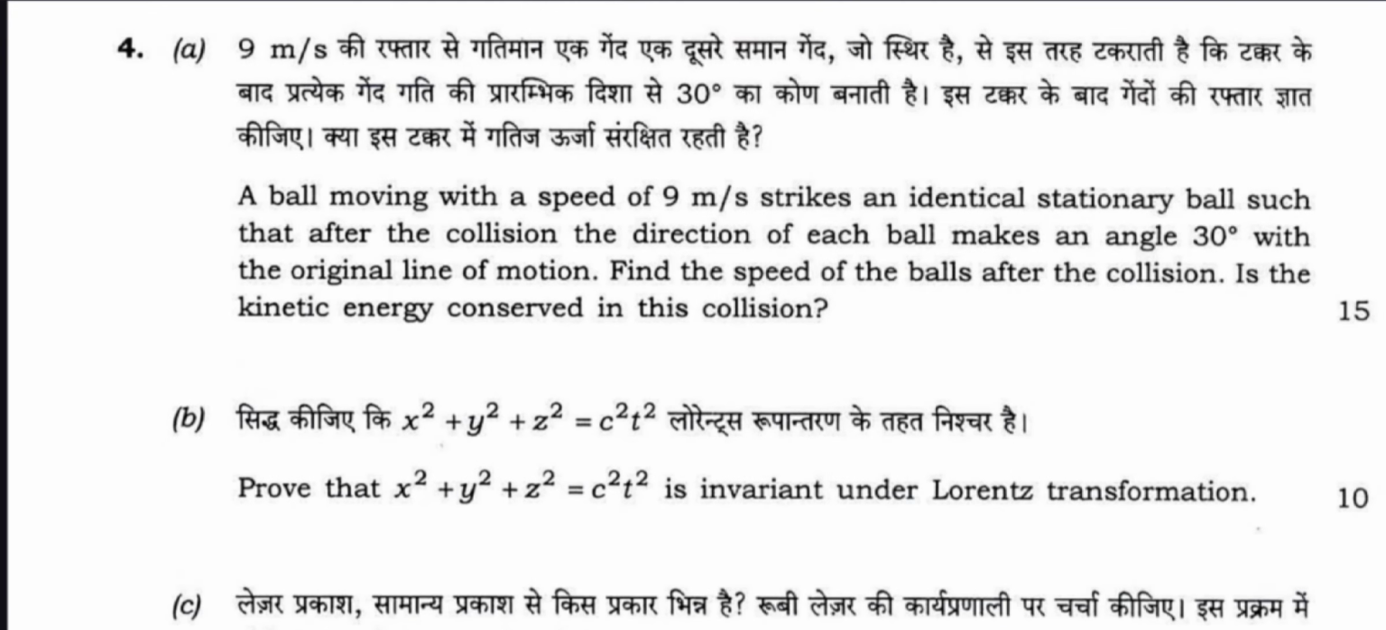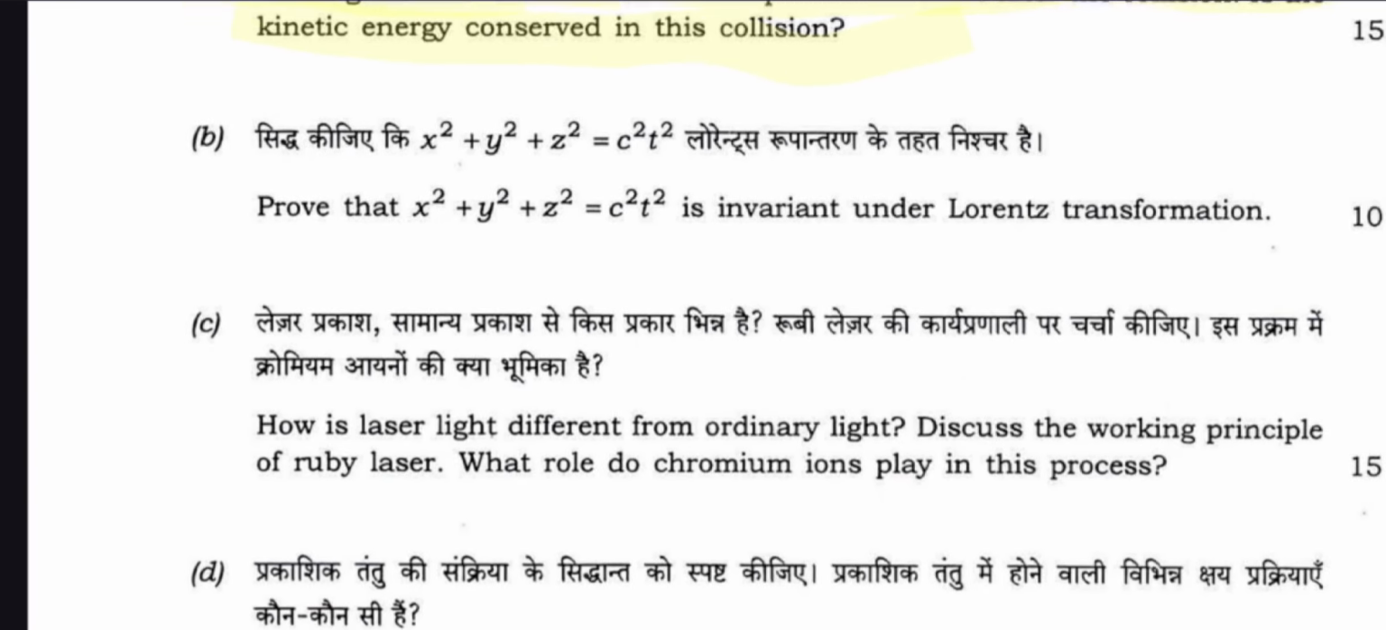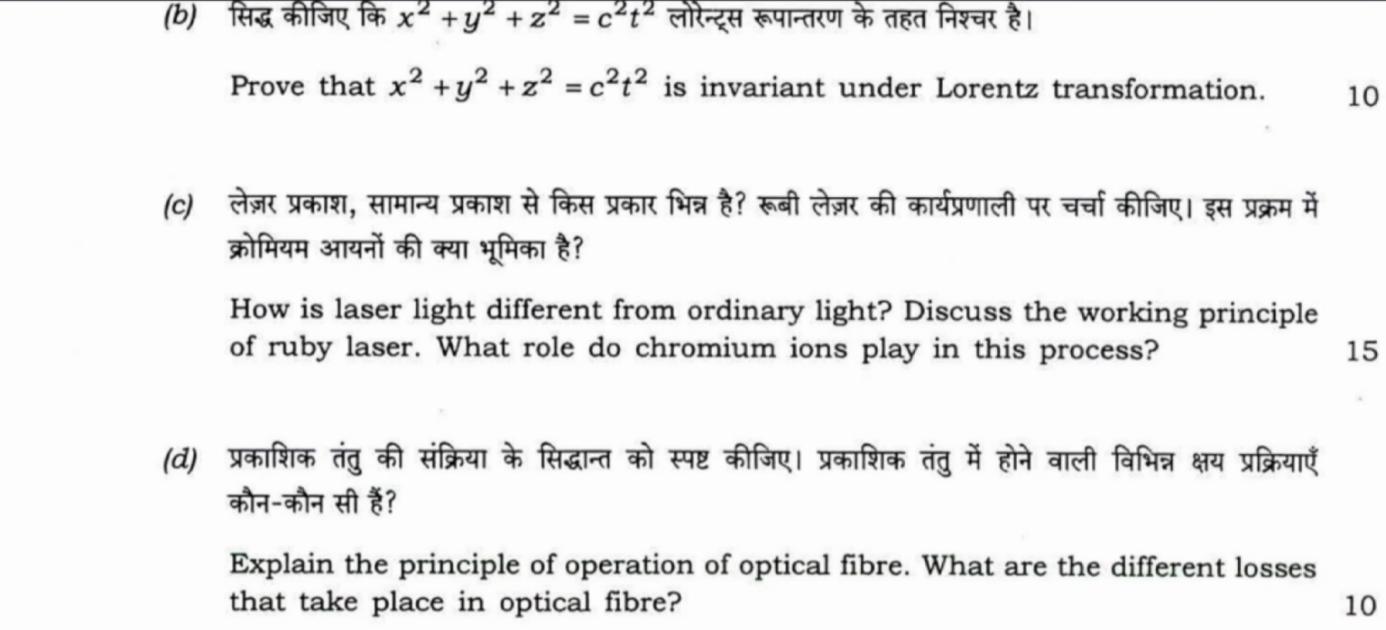Question number 4 is here. A ball moving with a speed of 9 meters per second strikes an identical stationary ball such that after the collision the directions of each ball make an angle 13 with the original line of motion. Find the speed of the balls after the collision. Is the kinetic energy conserved in the collision?